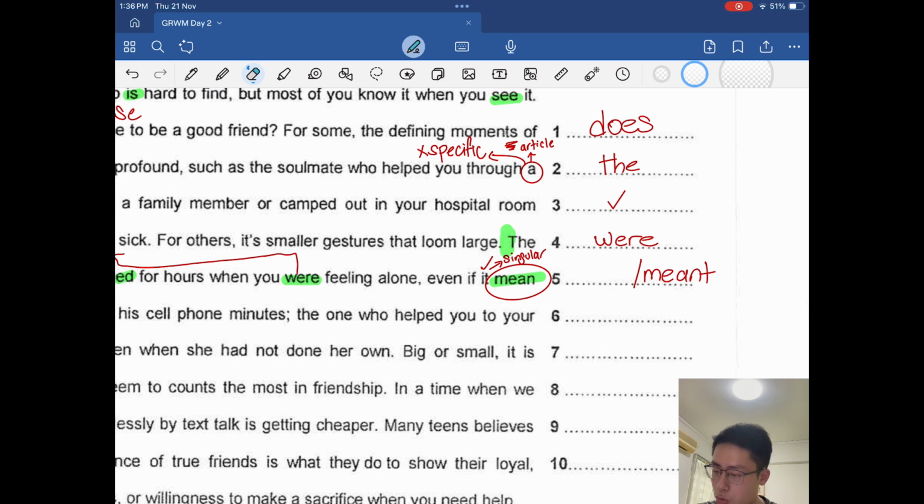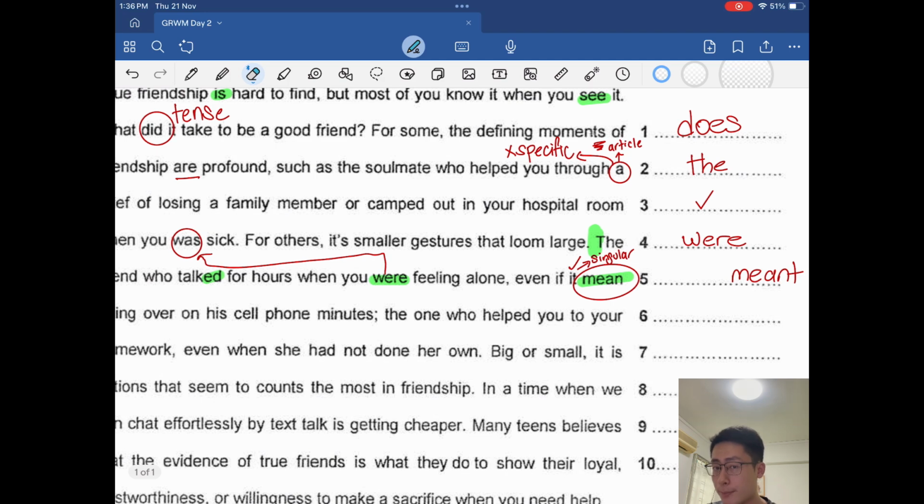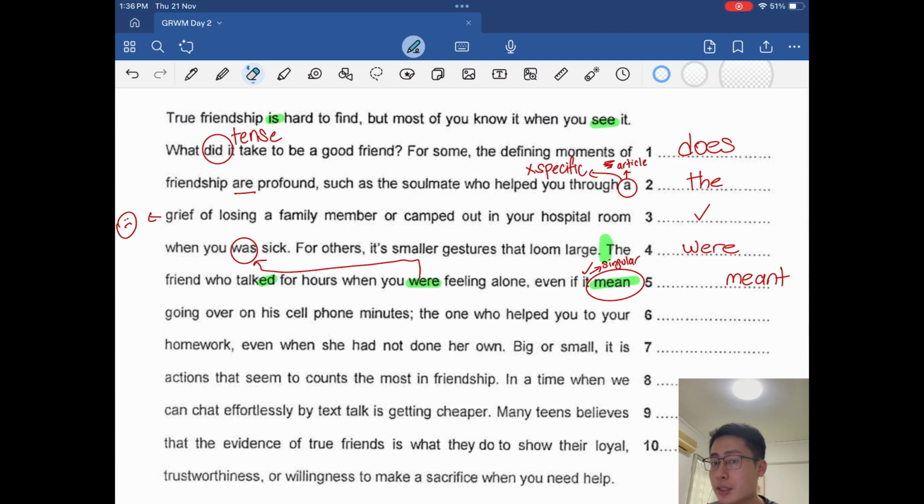So the correct answer should be meant instead of means, all right? So this is very tricky because they intentionally gave you a plural version of the verb. So there is a subject-verb agreement issue, but the biggest problem is actually the fact that it's in the wrong tense. It's in the present tense instead of the past tense. Okay, let's move on now to line 6.